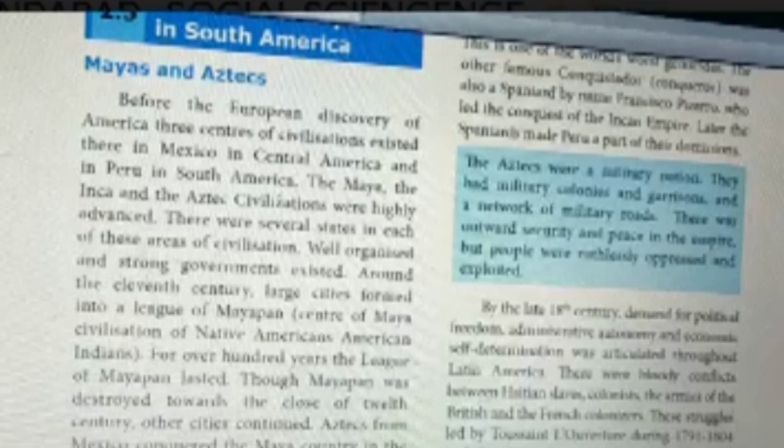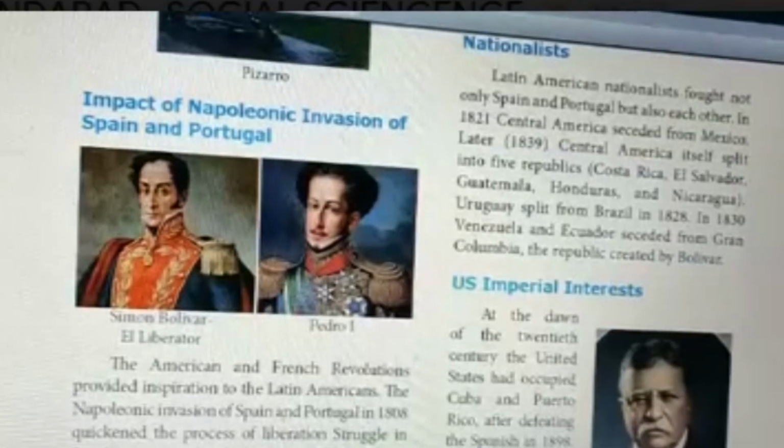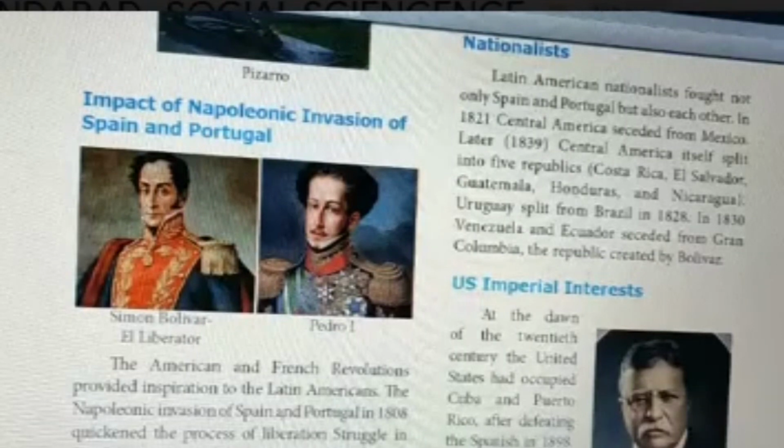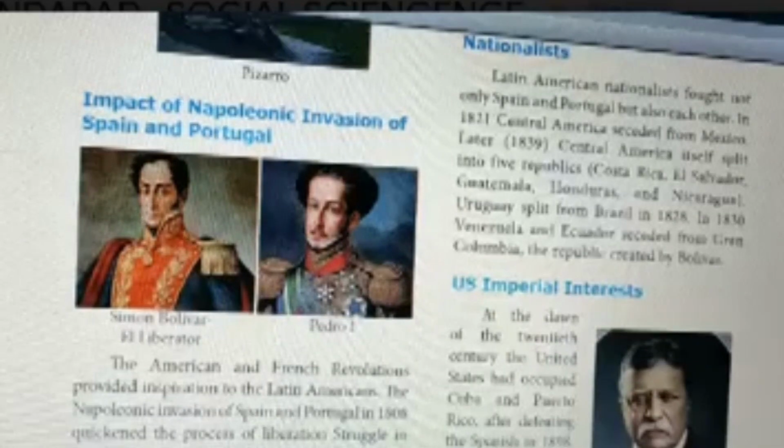Next, by the late 18th century, demand for political freedom and administrative change spread throughout Latin America. The impact of the Napoleonic invasion of Spain and Portugal, and the American and French Revolutions, inspired the Latin Americans. In 1808 Napoleon started to invade Spain and Portugal, and obviously this sparked the freedom movement in the nearby zones of Latin America.